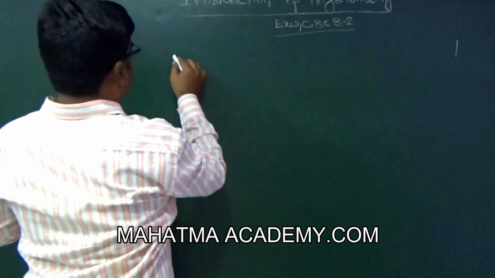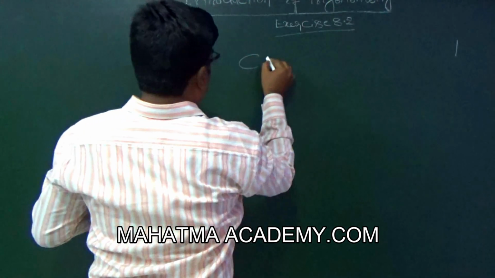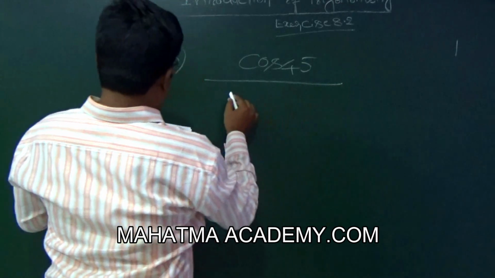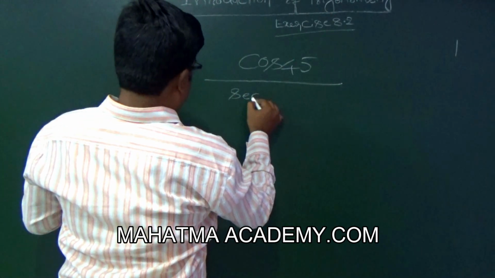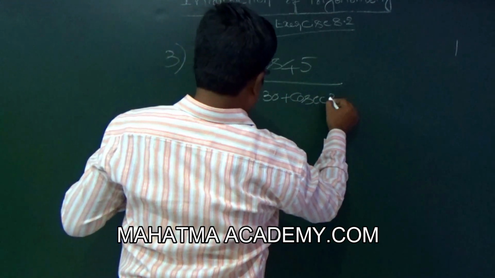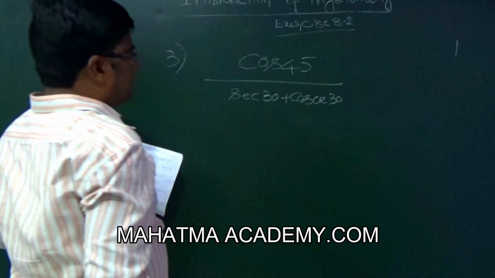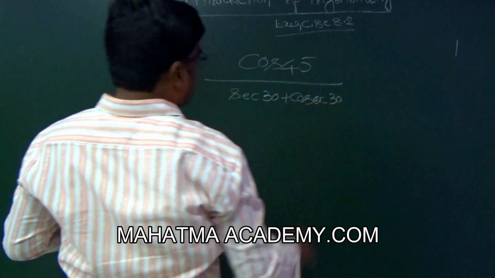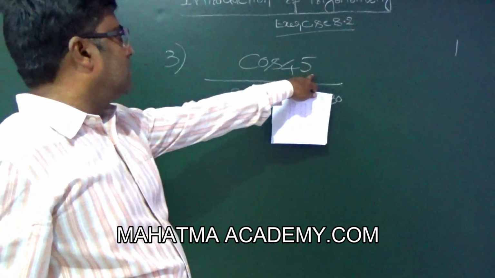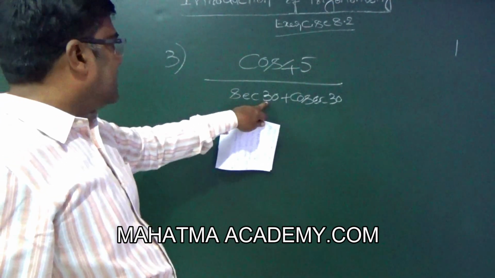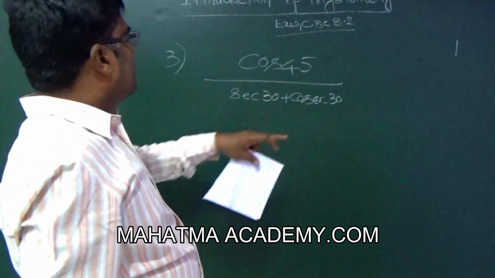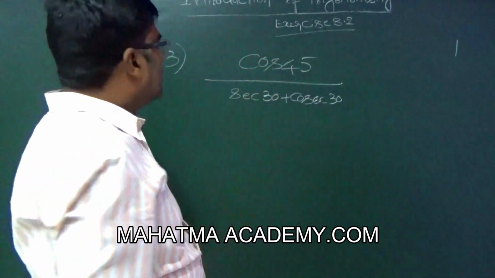Next, third one. Cos 45 upon secant 30 plus cosecant 30. What is the value of this ratio? Numerator is cos 45, denominator is secant 30 plus cosecant 30. Substitute these three values in the equation, so the result we will get.